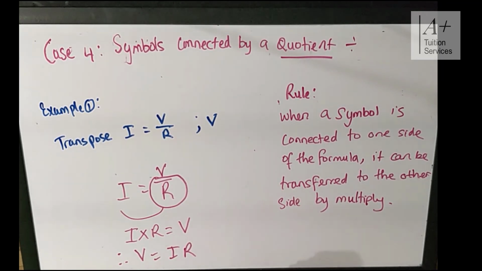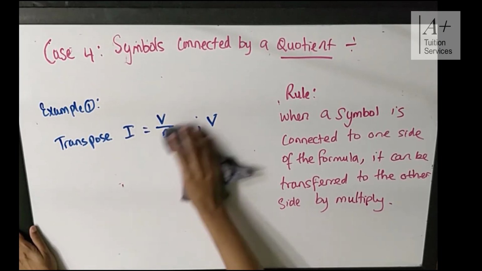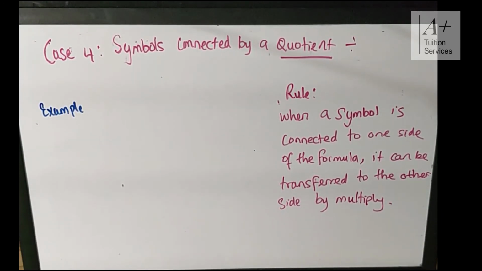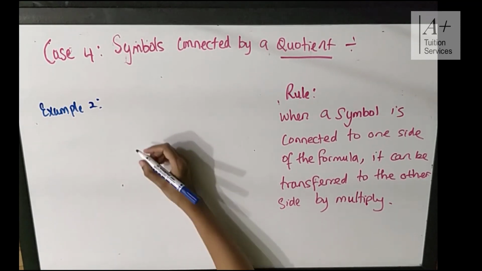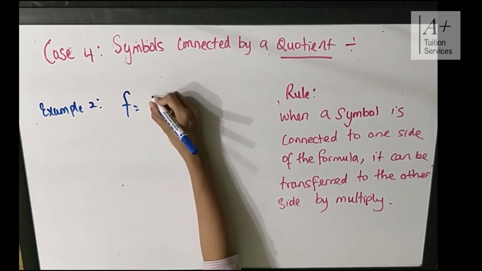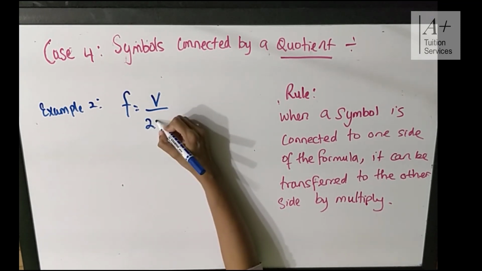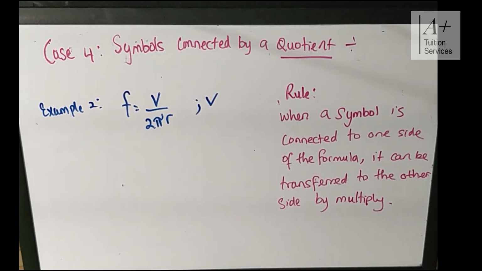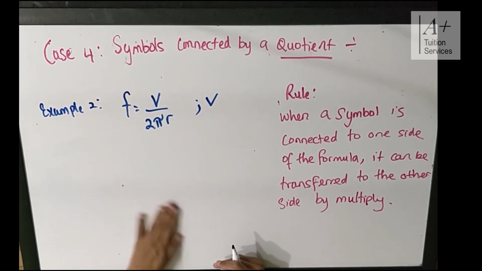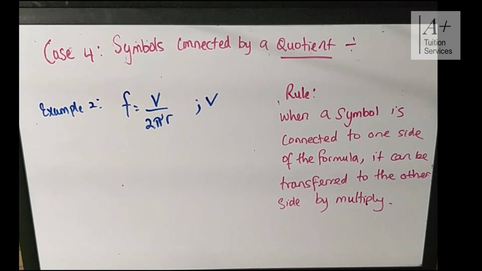Okay, so this was example 1. We're going to look at the next example. We have example 2. And this is a kind of technical one, right? We have F is equal to V over 2 pi R, and we need to find for V. It's not technical. We just see the pi sign and, you know, we get a little scared. But it doesn't have to be so. We just need to transpose the formula to make V the subject.